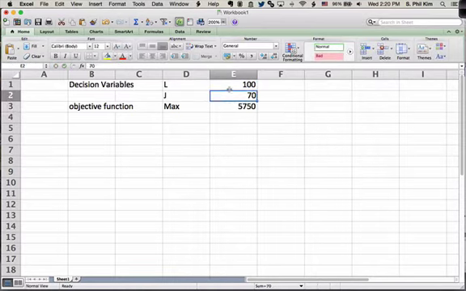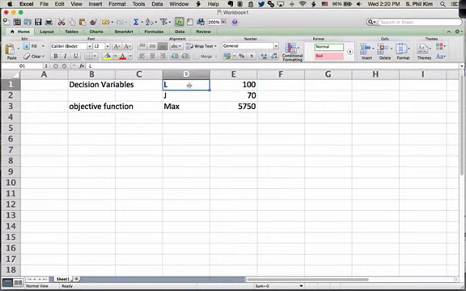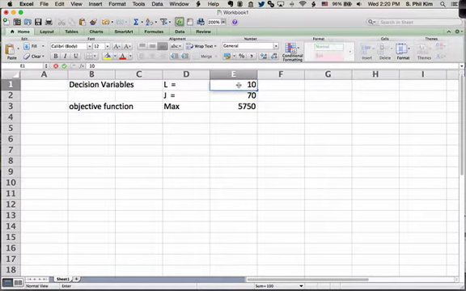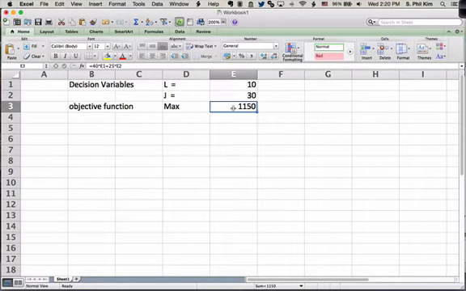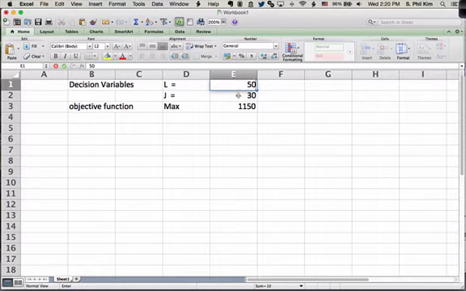But later we will type in the constraints also. But let's say this is L, and this is J. And once you type in 10 and 30, this is what your profit is. So depending on these numbers, the result can change automatically, right? Then Excel will understand. If you type in 50, it will change your objective function. So your total profit will depend on your decision variables.